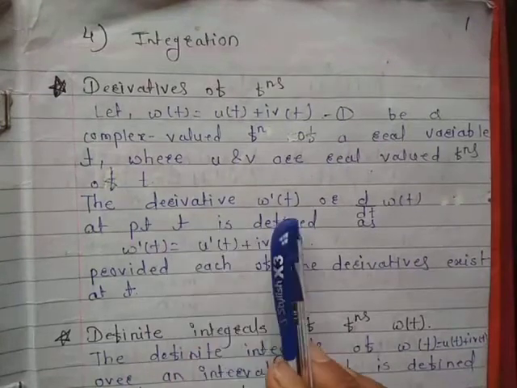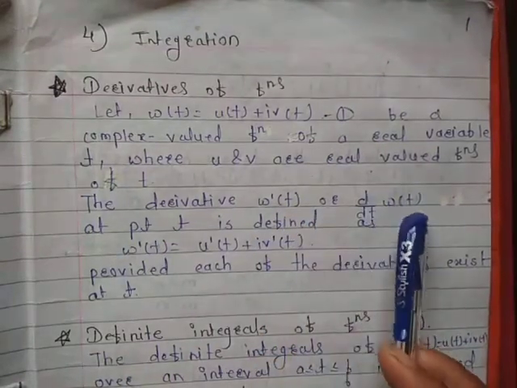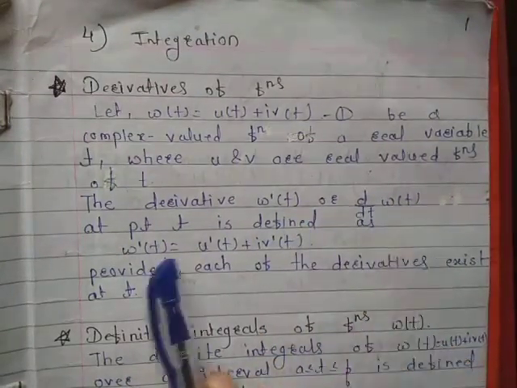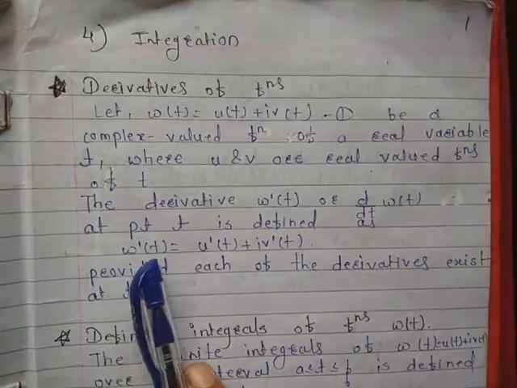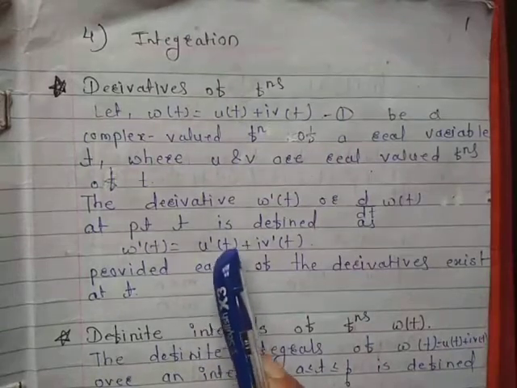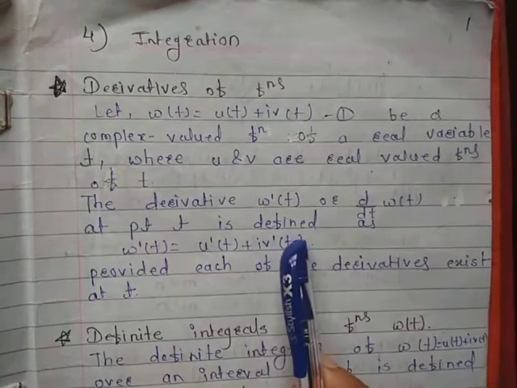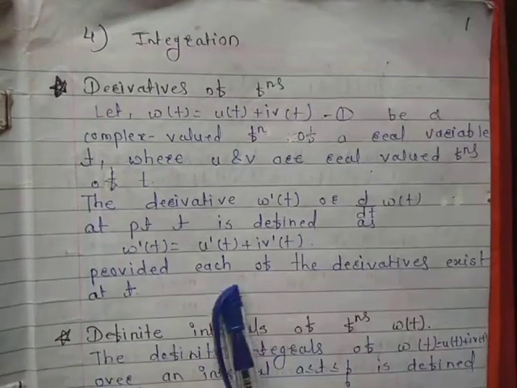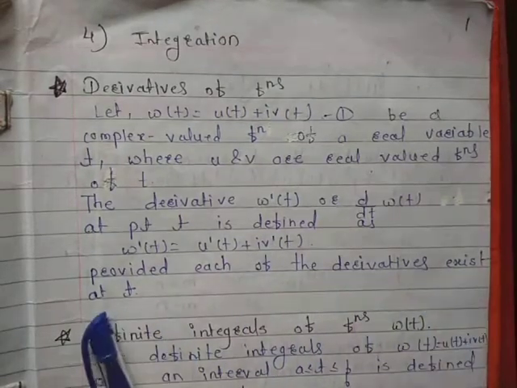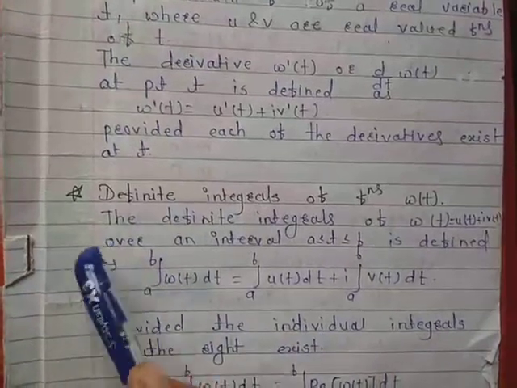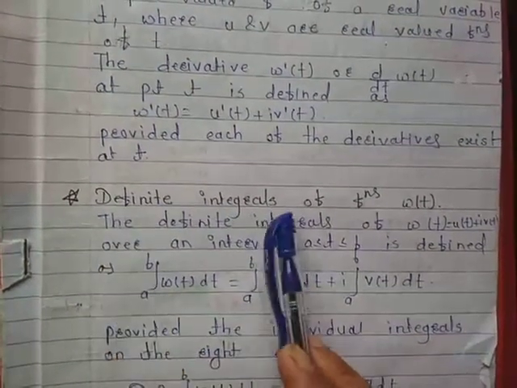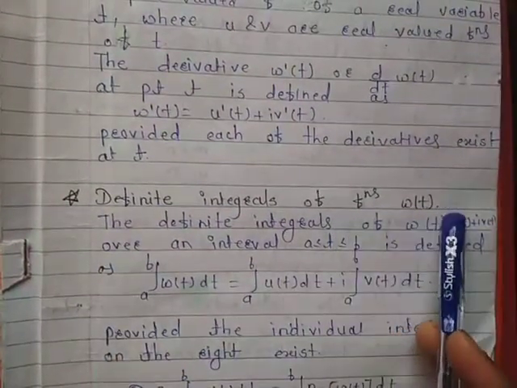The derivative omega dash of t, or d by dt of omega of t, at point t is defined as omega dash of t is equal to u dash of t plus i into v dash of t, provided each of the derivatives exist at t. Okay. Next definition, definite integrals of functions omega of t.